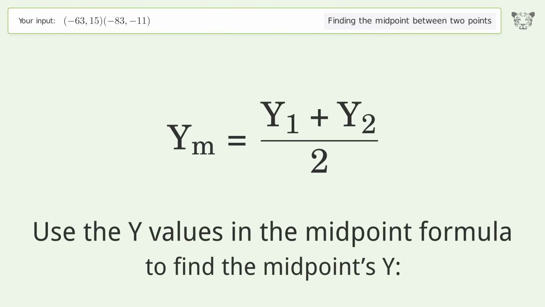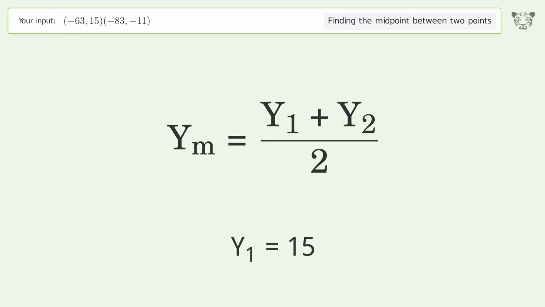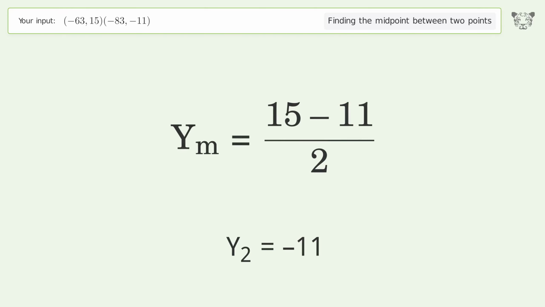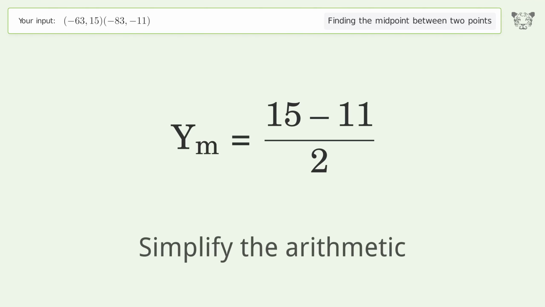Use the y values in the midpoint formula to find the midpoint's y. y1 equals 15. y2 equals negative 11. Simplify the arithmetic.